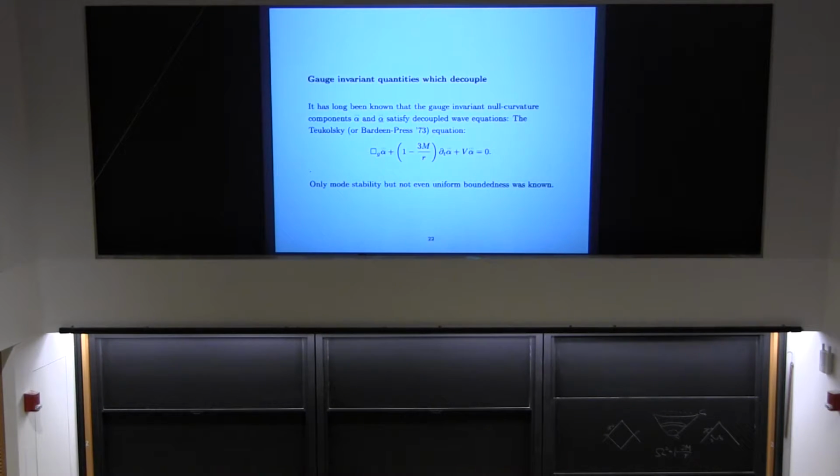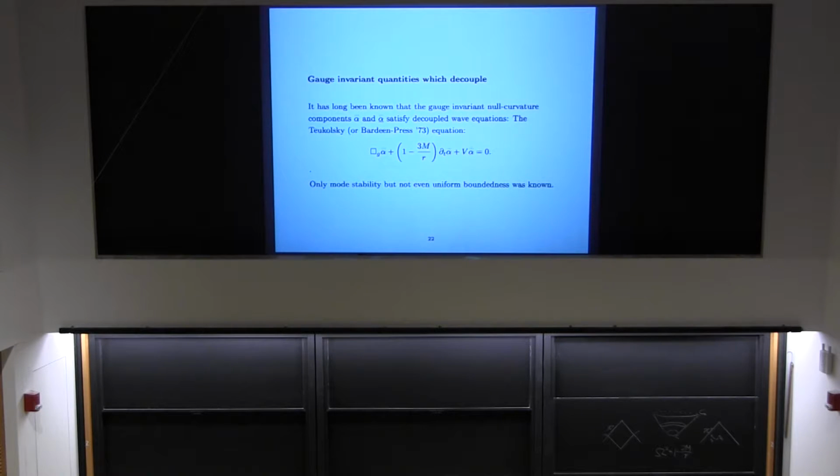The wave equation that alpha satisfies, I've given you schematically here. It's essentially the usual box applied to the component alpha, but there's a first order term, which is here, and there's also a potential term. But it's already remarkable that these quantities decouple from the system, and that they're also gauge invariant. By this I mean that the pure gauge transformations that I introduced earlier are not seen by these quantities alpha and alpha bar. They're always zero.